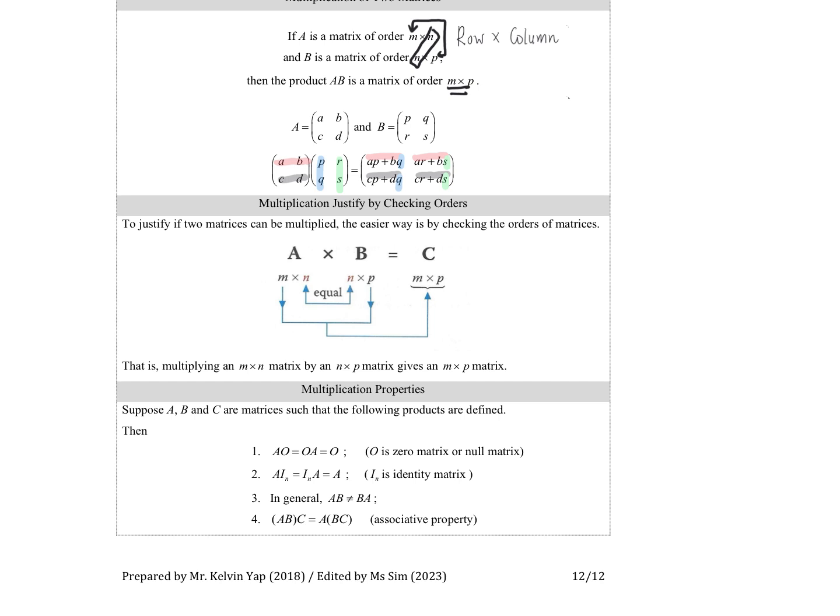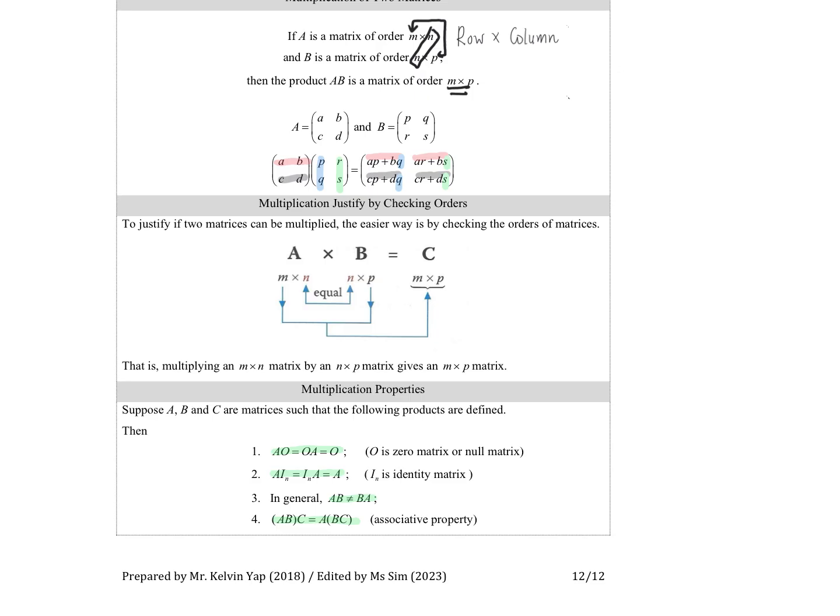Now we talk about this. You times the zero matrix, you become zero. You times the identity, you become yourself. A times B is not the same as B times A. And the associative property applies. So this is the overview.